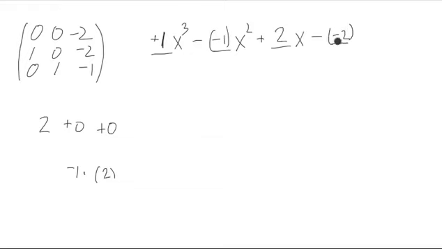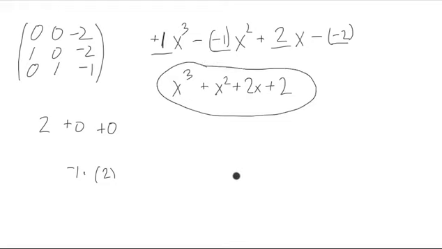And then we just sign adjust. So we end up getting x cubed plus x squared plus 2x plus 2. And that is our characteristic polynomial.